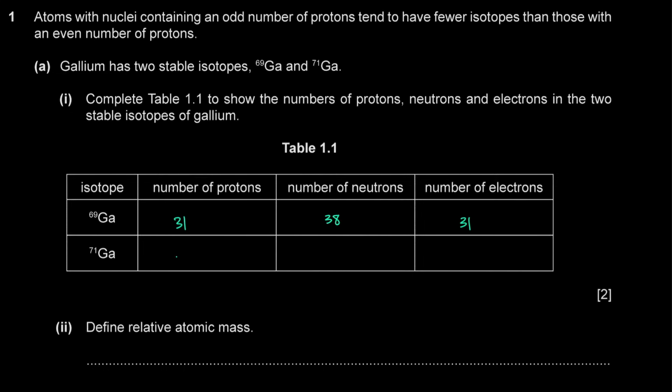Okay, for gallium-71, same number of protons and same number of electrons, right? Because they're isotopes, but a different number of neutrons. Here we have 40. Okay, 71 minus 31.